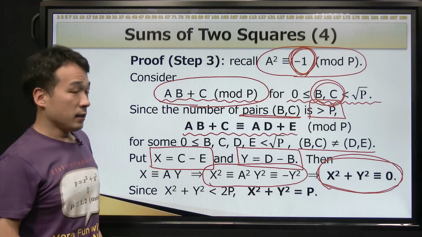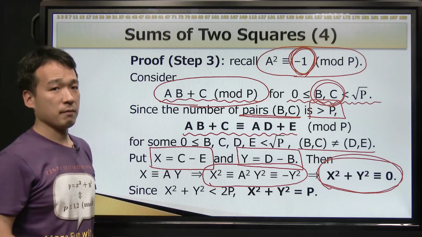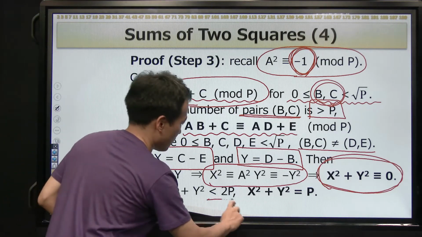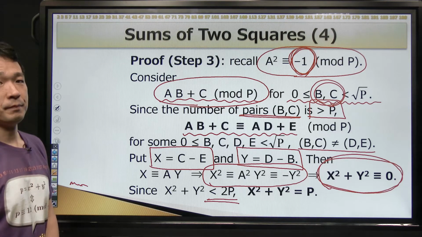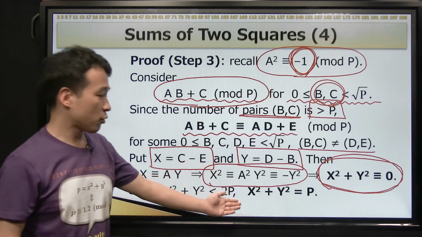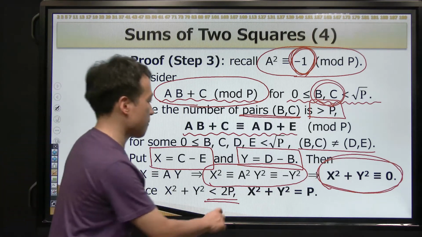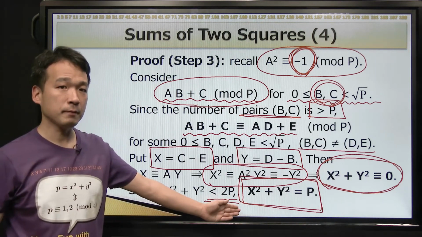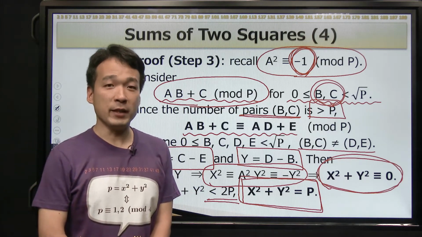Namely, the square of x plus the square of y is divisible by p. But it is less than 2 times p by construction. Therefore, we finally conclude that the square of x plus the square of y must be equal to p. Now the proof of Fermat's theorem on sums of two squares is complete.